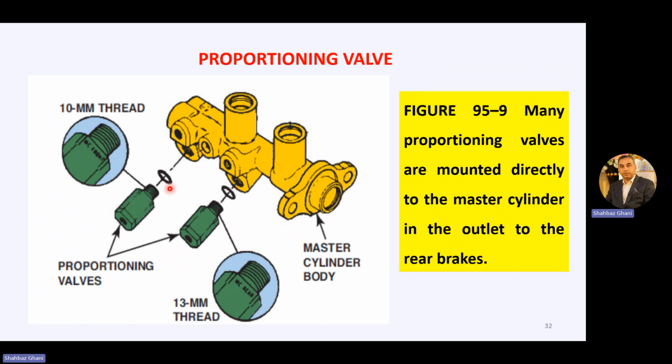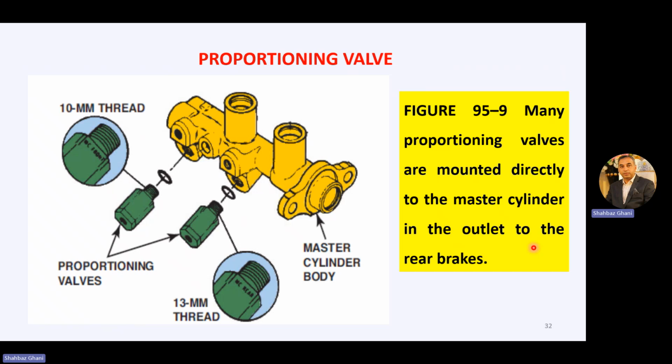So there is a difference between the thread dia: the farthest has a 10 mm thread dia and the nearest has a 13 mm thread dia. And these are the proportioning valves, and their dia is different. So many proportioning valves are mounted directly to the master cylinder in the outlet to the rear brakes.